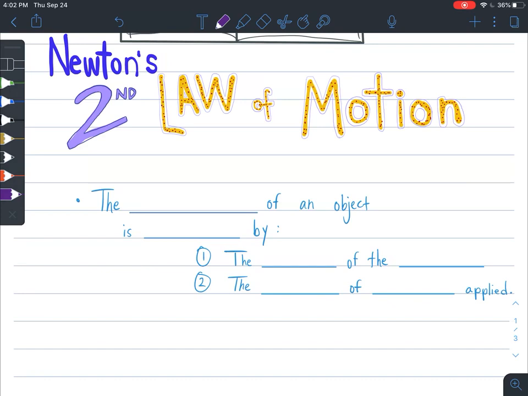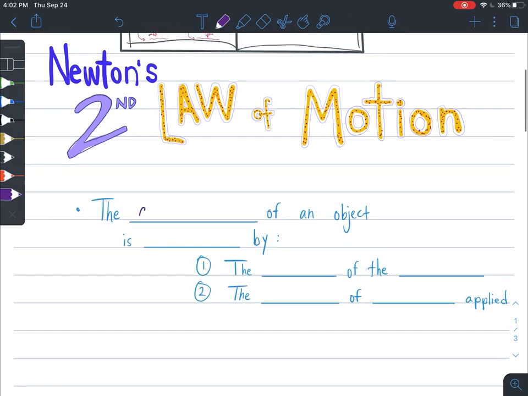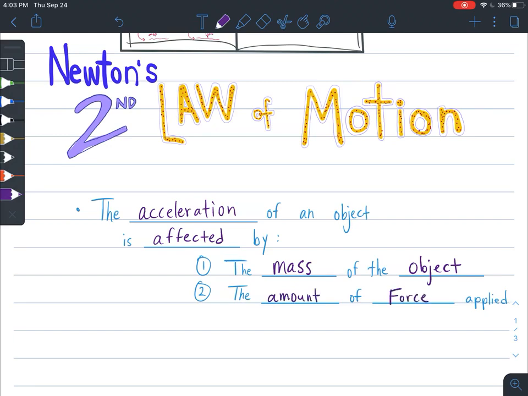So after learning about Newton's first law of motion, we're now going to move on to Newton's second law of motion. It's the second of three total laws of motion that Isaac Newton is famous for identifying. The second law of motion states that the acceleration of an object is going to be affected by two things. First, by the mass of the object. And second, by the amount of force that's applied to the object.